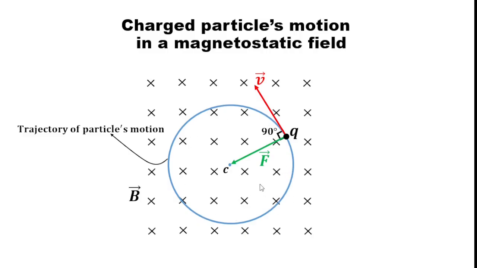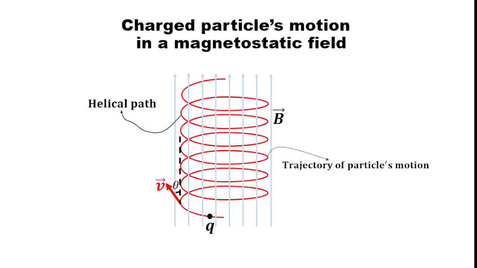On the other hand, if the velocity and magnetic field make an arbitrary angle with each other, the particle traces out a helix and moves in a spiral path as shown in this figure. In this figure, this red colored spring like structure is the trajectory of motion of the charged particle when velocity and magnetic field make an arbitrary angle with each other.